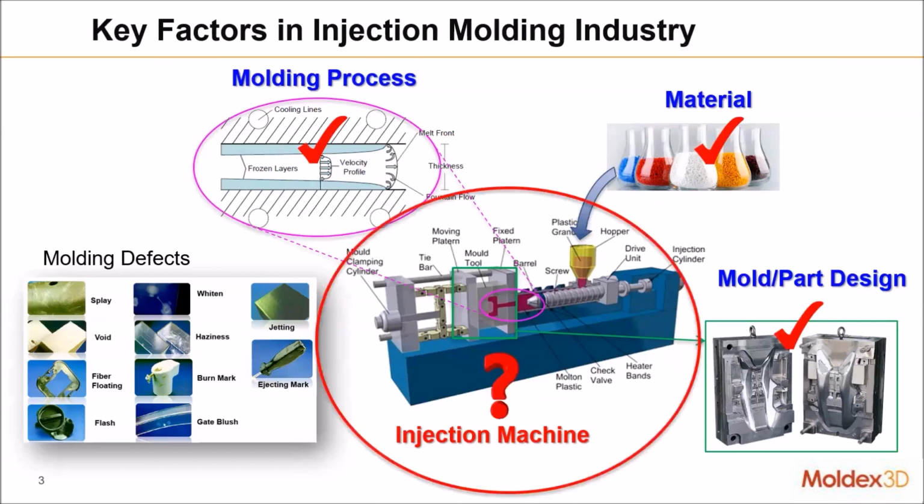But actually, there is still one crucial factor that will easily influence the final result. We say the product quality, or even the prediction of defects, depends on the injection machine. So in this webinar, we'll focus on the injection machine, and how, just by providing the machine characterization service, we can consider the injection machine in the analysis and integrate it with real production.